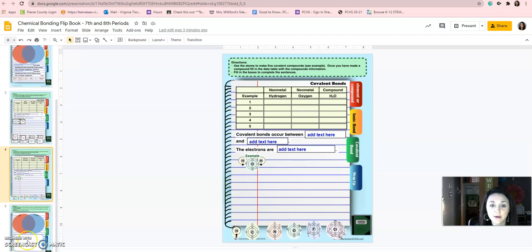Okay, on the previous slide we learned about ionic bonds. Now we're going to learn about covalent bonds. So the directions say use the atom to make 5 complete compounds. We need to know what covalent bonds are made between. So we see hydrogen and oxygen.